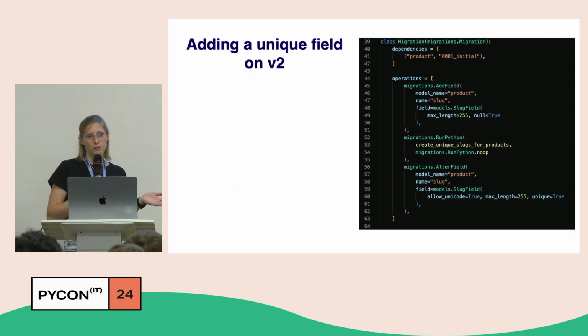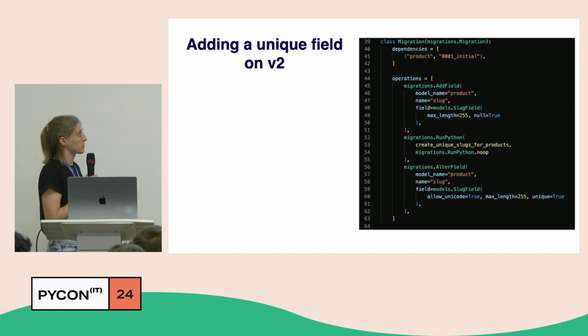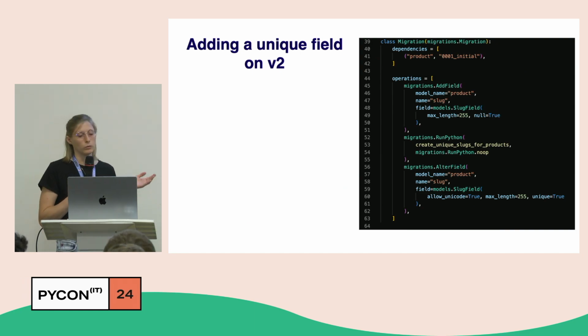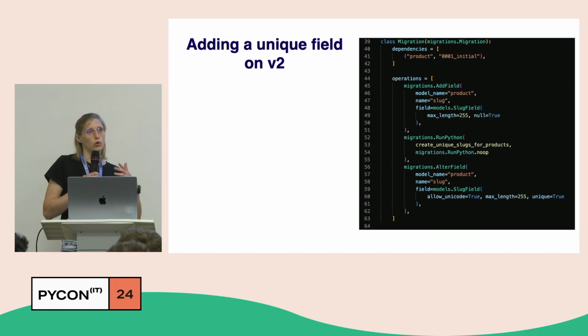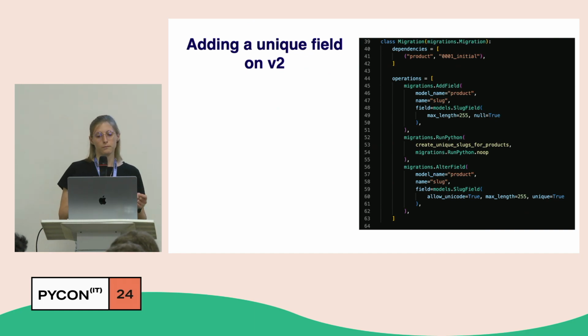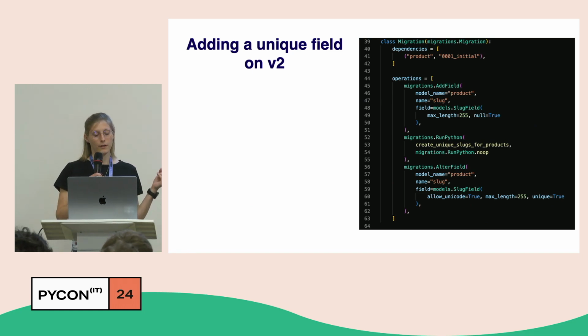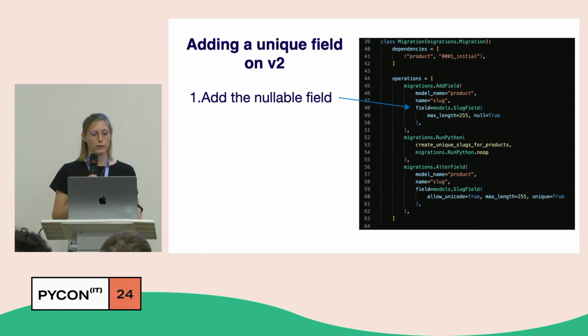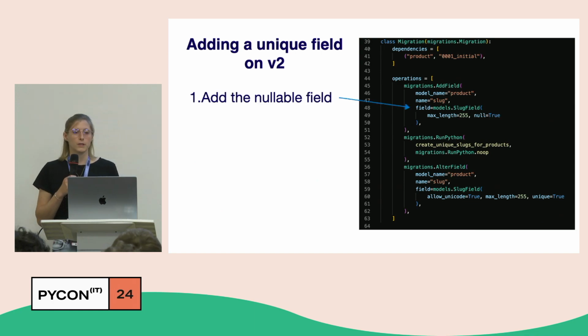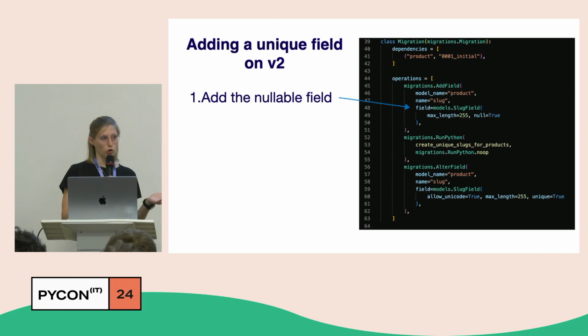Simply speaking, the database needs to know that something has changed in the models. And migrations allow us to define operations that will be performed on the database, but also allow us to call some Python function that will make updates on instances. And to add a unique field, we need to firstly add a new label field. So basically, we will create a new slug column on the product table in the database.